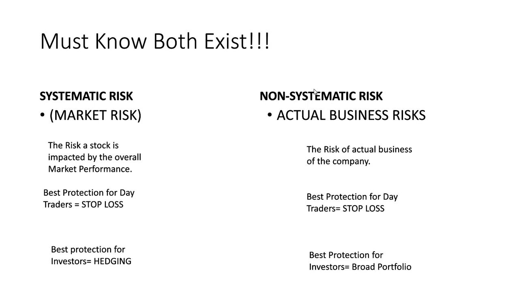Then we have non-systematic risk. What is non-systematic risk? It's actual business risk. So let's say I'm in AMD, same example. I wake up and AMD reported bad earnings, for example. That's from the actual business, so the risk of the actual business of the company. Or let's say I wake up and AMD just fired Lisa Su. That's bad news. That's non-systematic risk. That's from the actual company.